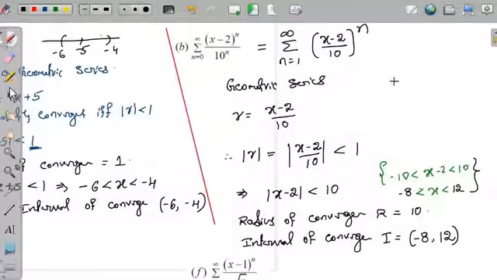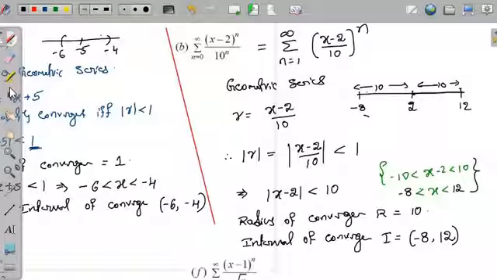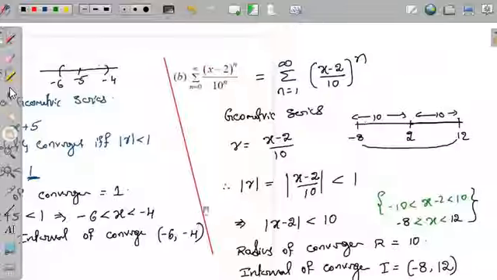Okay. You can actually see the center is at positive 2. From 2 you are moving 10 units this side, therefore you will come to 12. This distance is 10. Similarly, if you move 10 units on the other side, you will come to negative 8. So this is the interval of convergence. Okay. So I hope you got it. If it is a geometric series, it is so easy. Then no need of checking for the conditional convergence.